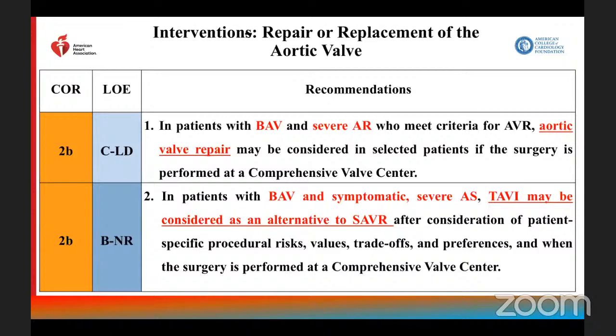In a patient with bicuspid aortic valve and symptomatic severe aortic stenosis, TAVI may be considered as an alternative to surgical AVR after consideration of patient-specific procedural risk, values, trade-offs, and preference, and when the surgery is performed at a comprehensive valve center. It's a class 2B, level B.